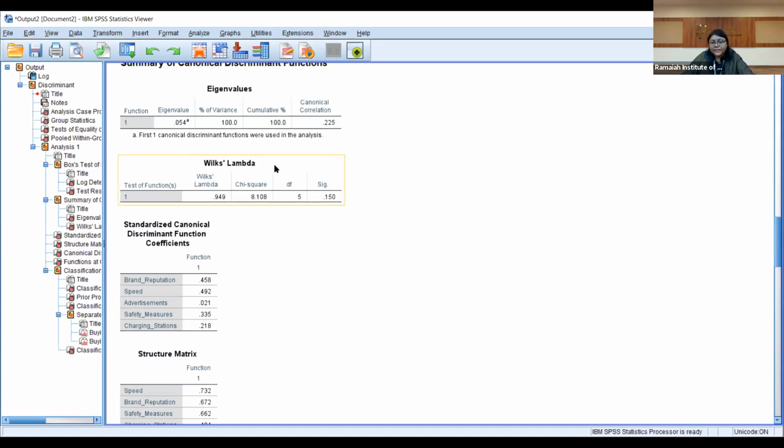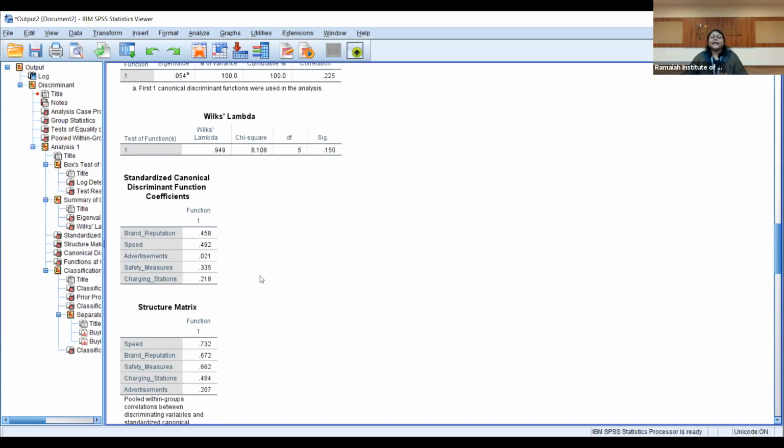Now the next one is Wilks lambda. Here again the significance value is 0.150. It is more than 0.05. And the Wilks lambda is 0.949, which is almost near 1. So based on this, we can say that this is not a good discriminant function. Now the next table is the standardized canonical discriminant function coefficients. There are two forms: one is the standardized form, the other is the unstandardized form. With the standardized form, what we can get is all this.